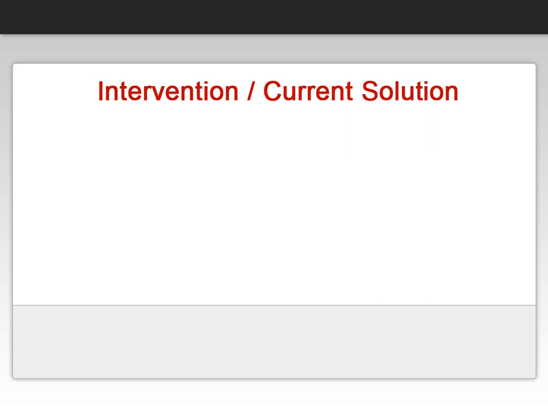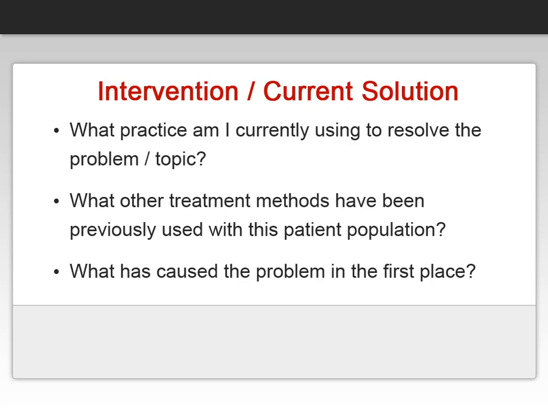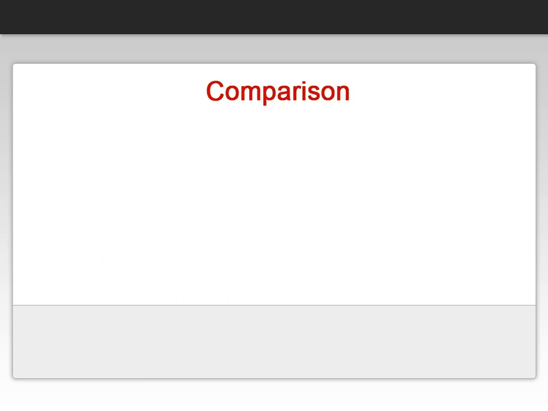The next part of forming the question makes us take a look at what is the current solution or intervention being used on our patient or problem. So we need to take a look at what current practice is being used. We also might want to know what other treatment methods have previously been used and what has caused the problem in the first place. Comparison is knowing about other methods to solve the problem.